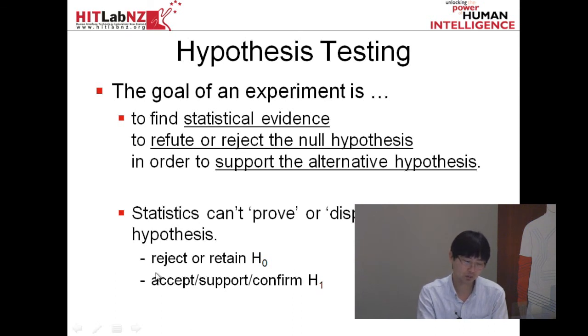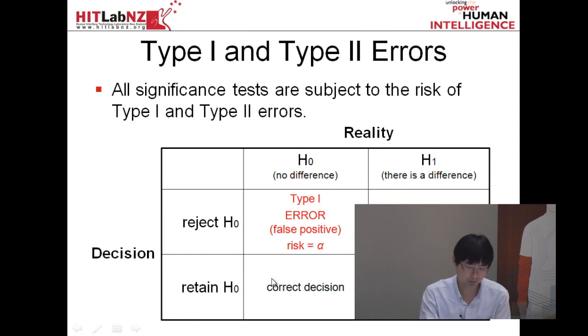So be careful of using the terms prove or disprove regarding your hypothesis. Some picky reviewers might say you don't prove or disprove your hypothesis using statistics. You can only reject or retain. Those are the terms you use for saying whether you reject or retain your hypothesis, but not prove or disprove.